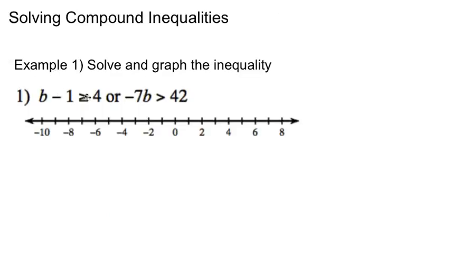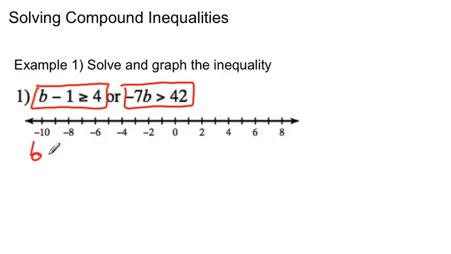Here I have an OR type compound inequality. You can see the OR part of this right here. And so the first thing I'm going to do is separate this into two different inequalities. So I can see my two inequalities are separated by the word OR. Now I'm going to take my first one, b minus 1 is greater than 4, and solve this inequality. That means to get the b isolated by itself. So I'm going to add 1 to both sides. And I find that b is greater than or equal to 5.